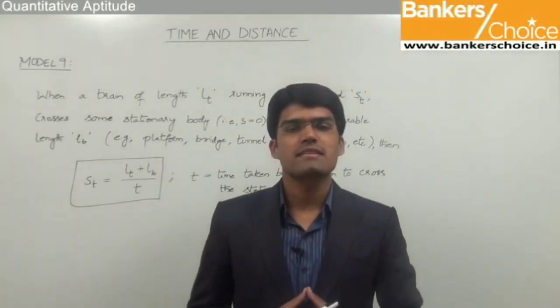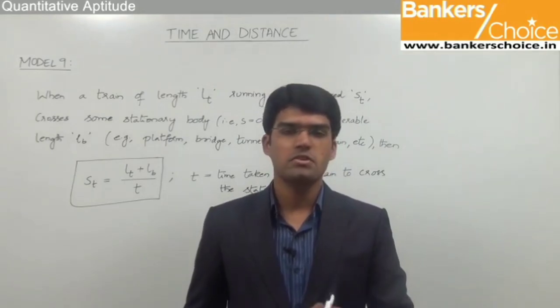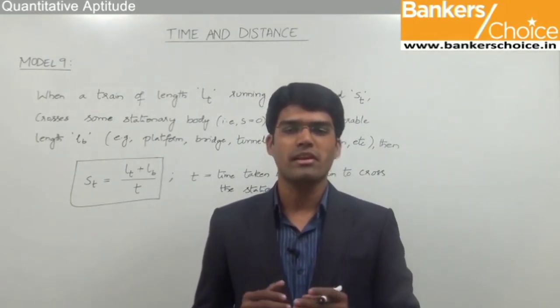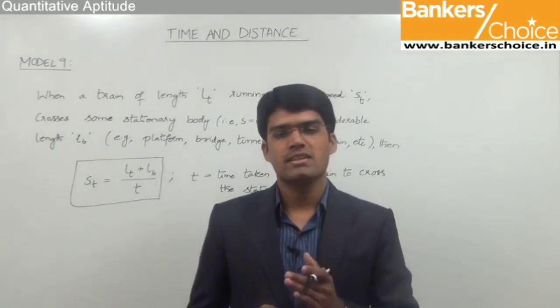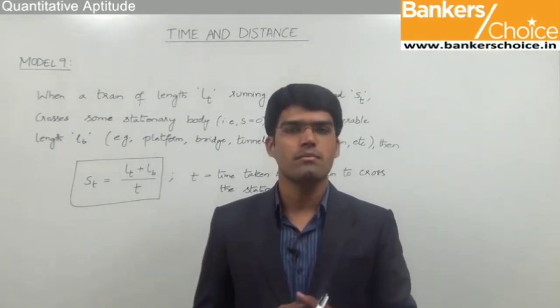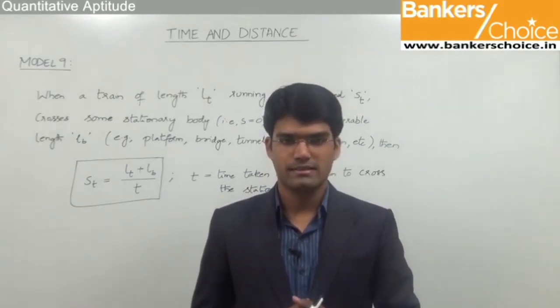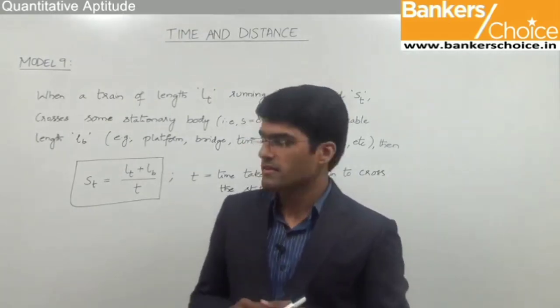Let us now take the next model from time and distance, which is again based on the concept of relative speed. Here, a train of a given length has to cross another stationary body of some considerable length. Let us understand the equation first.